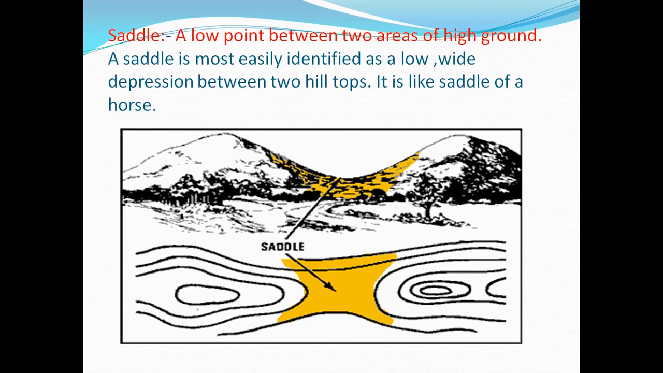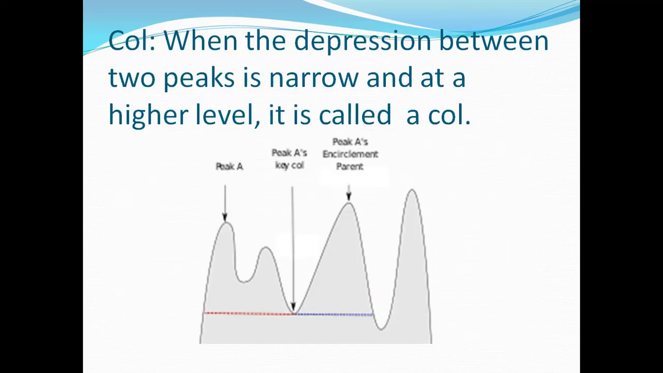After the saddle, another landform is called a col. Just remember, when the depression between two peaks is narrow at a higher level, it is called a col. You might remember the southernmost point of India is Indira Col. So it is a col, and it is a depression between two peaks.